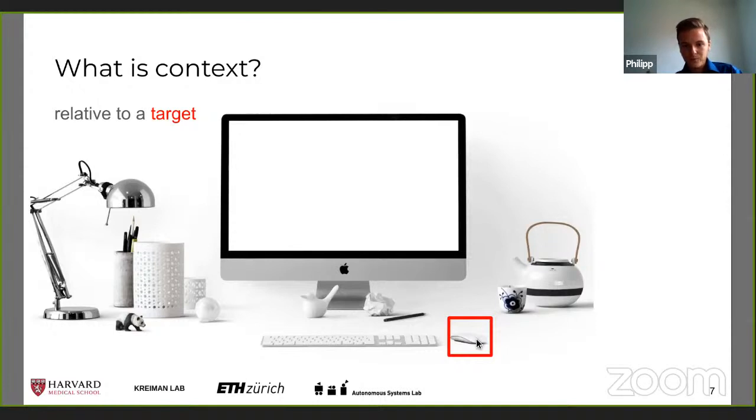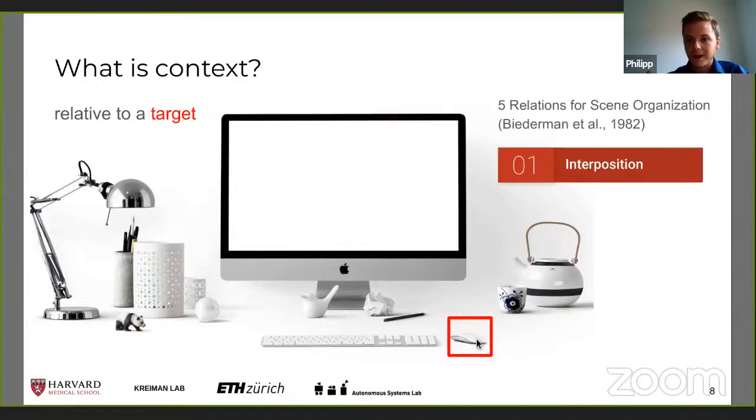So we can look at those relations, and here it is useful to look at the 5 relations for scene organization proposed by Biederman et al. a while ago. So those give us a very good starting point and a structure to organize different relations. So let us go through those 5 relations. We have, first of all, interposition. And by that, they mean that objects interrupt their backgrounds. So here we have this teacup, which partially occludes the teapot behind it.